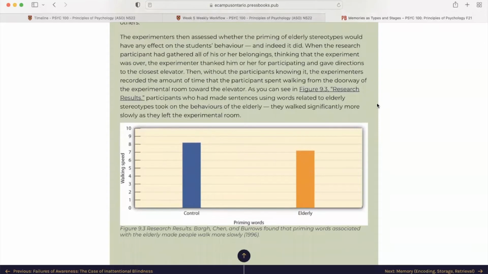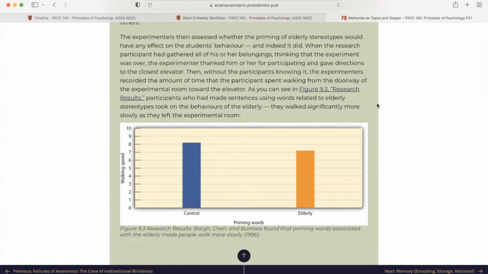The experimenters then assessed whether the priming of elderly stereotypes would have an effect on the student's behavior, and indeed it did. When the research participant had gathered all of his or her belongings, thinking the experiment was over, the experimenter thanked him or her for participating and gave directions to the closest elevator. Then, without participants knowing it, the experimenters recorded the amount of time the participants spent walking from the doorway of the experimental room to the elevator.